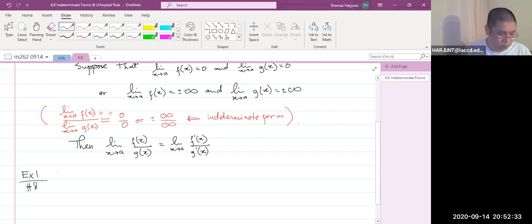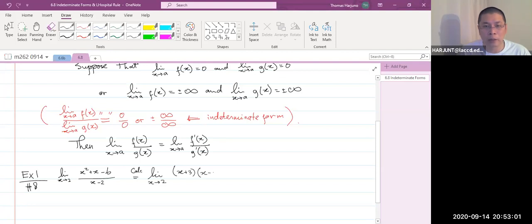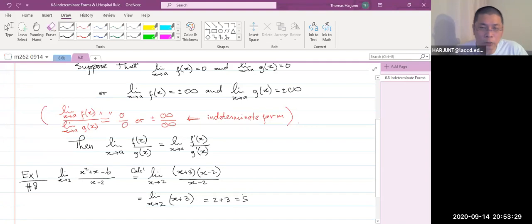Limit as x approaches 2 of x squared plus x minus 6 over x minus 2. Using calculus 1, we did factoring: limit as x approaches 2 of (x plus 3)(x minus 2) over x minus 2. Because x approaches 2 but does not equal 2, x minus 2 is not 0, so I can cancel it. Then plug in x equals 2. That's the method we use in calculus 1.